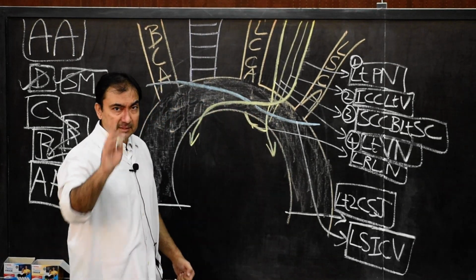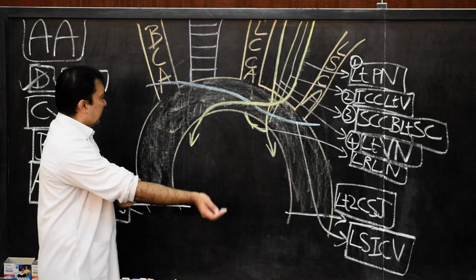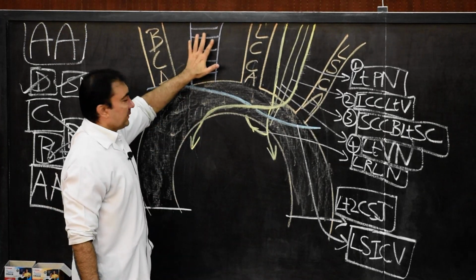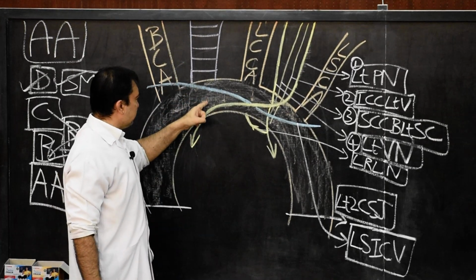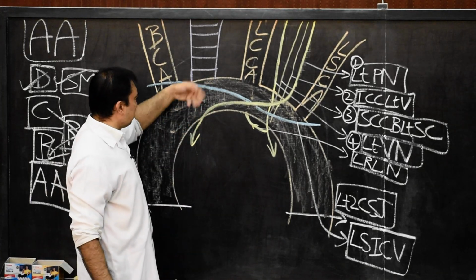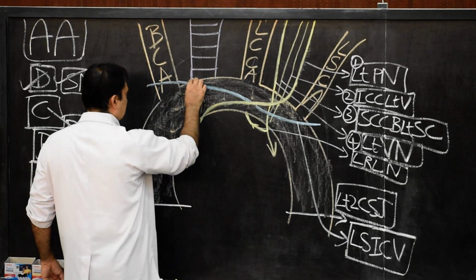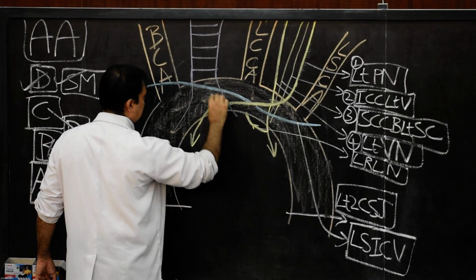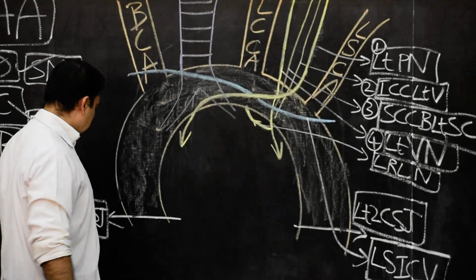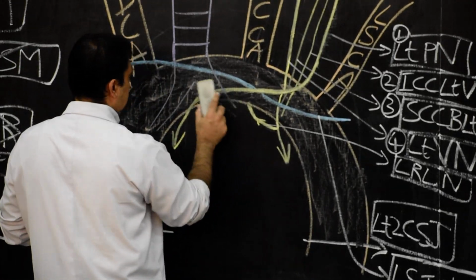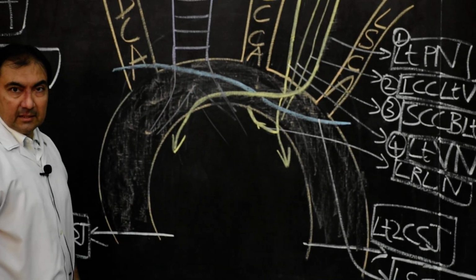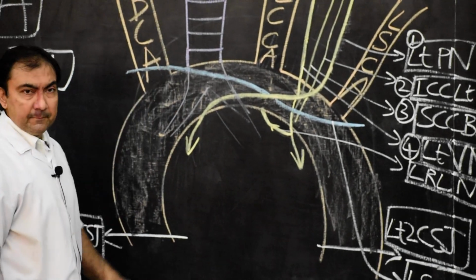What are the posterior relations? Number 1, we start with the trachea, where my hand is. This trachea will then divide posteriorly into right and left bronchus. The trachea at the level of its division. So behind this, there will be the division of the trachea that will take place. So that is posterior relation, trachea.